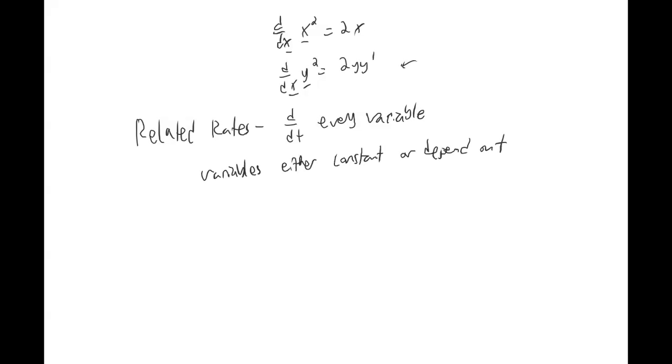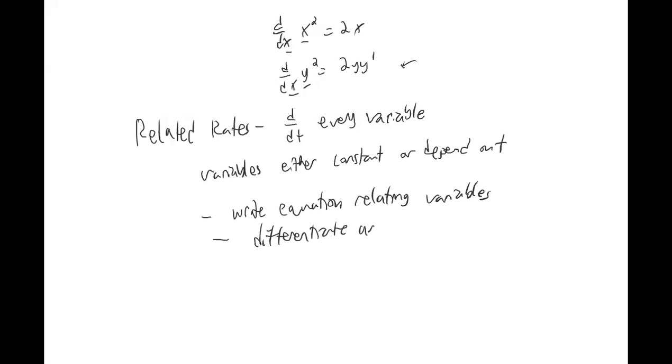So how do you solve it? Normally it's like this: step one, an equation relating the variables. Then differentiate and solve. That's pretty much it. So write out your variables, figure out an equation that relates them, and then take the derivative. I'll do a lot of examples today.